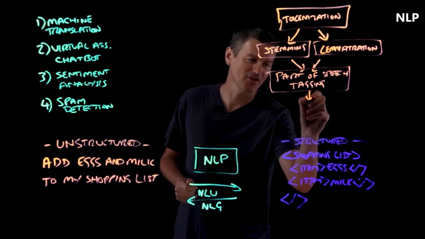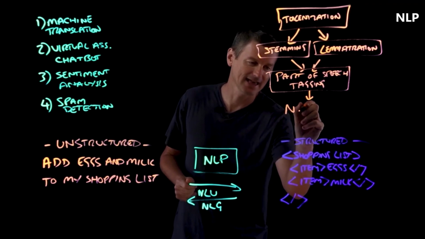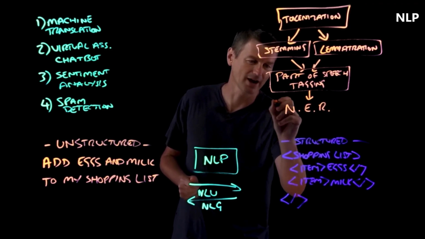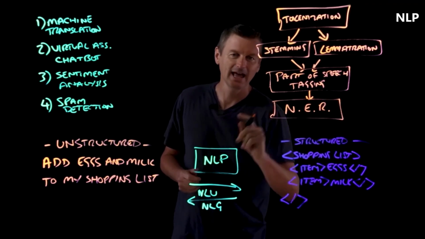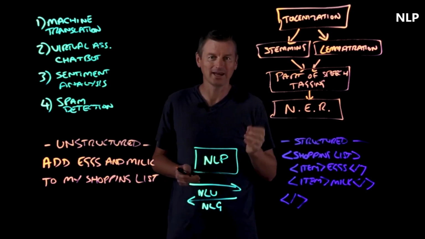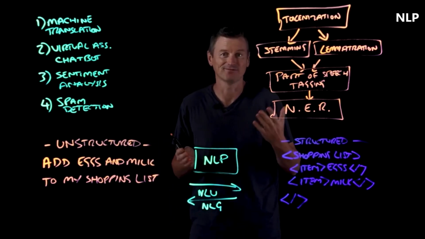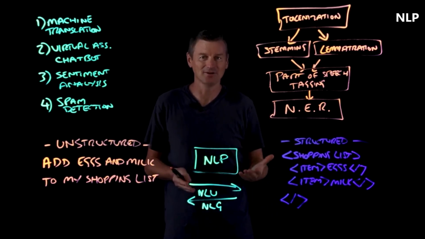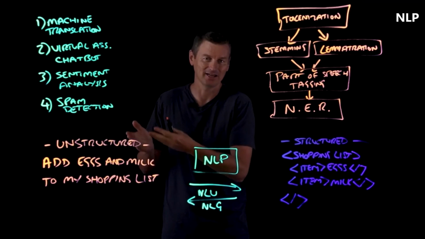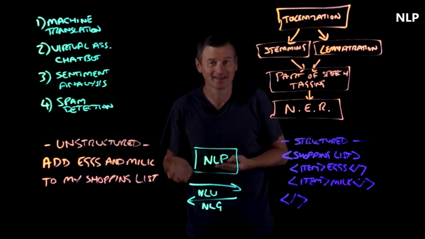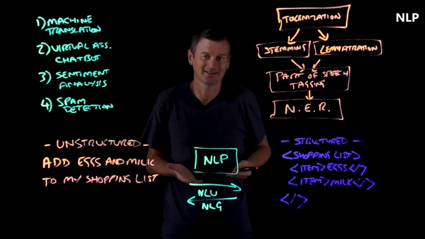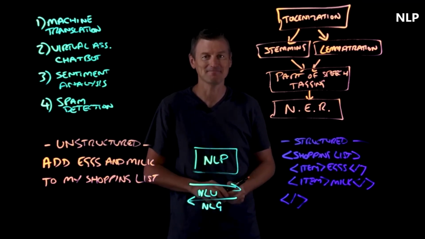And then finally, another stage is named entity recognition. And what this is asking is, for a given token, is there an entity associated with it? So, for example, a token of Arizona has an entity of a US state, whereas a token of Ralph has an entity of a person's name.